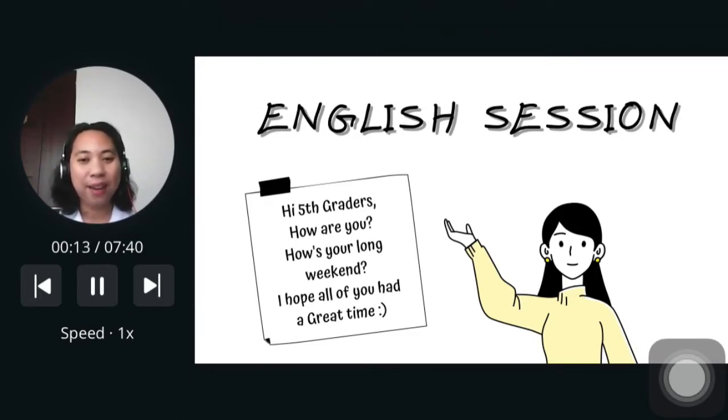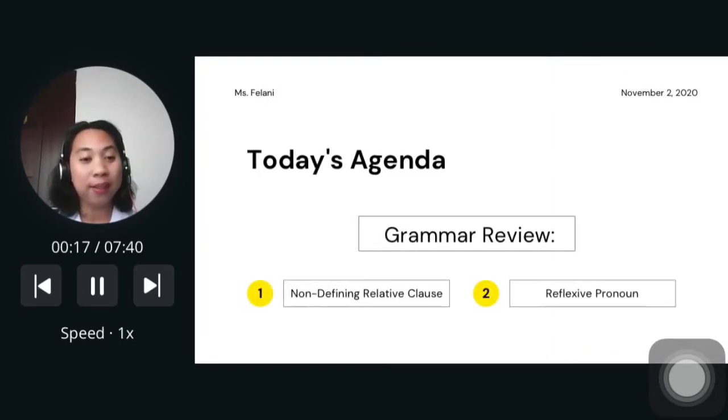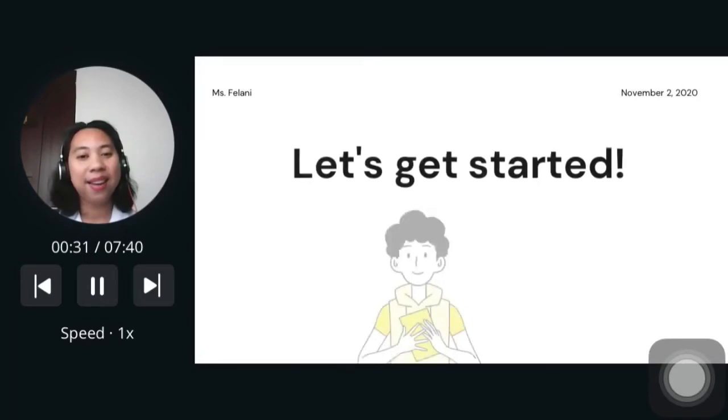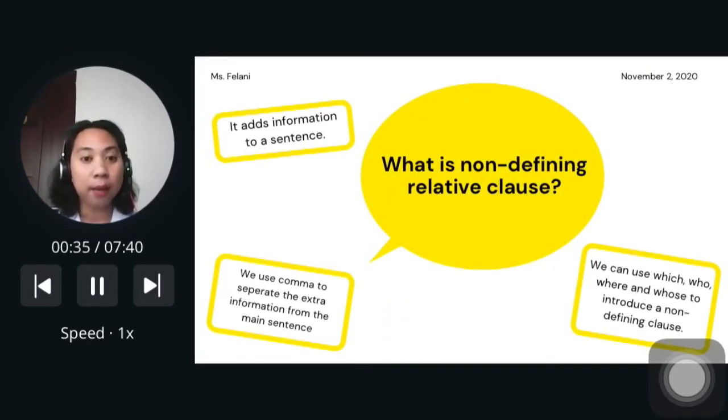Okay, friends. Today we're going to review non-defining relative clauses and reflexive pronouns. Do you still remember, friends? We discussed this last Monday, but today we're going to review again, okay? So let's get started. What is a non-defining relative clause, friends?